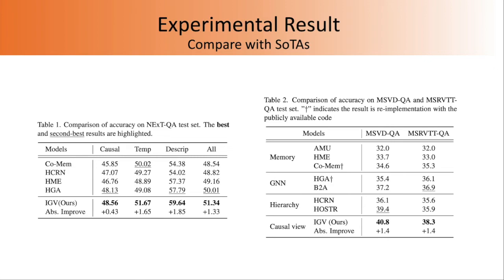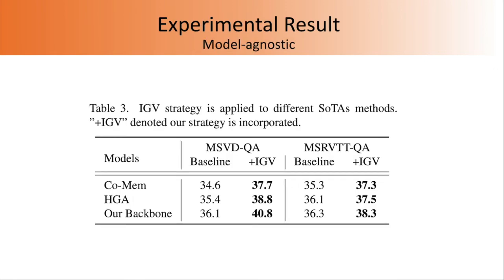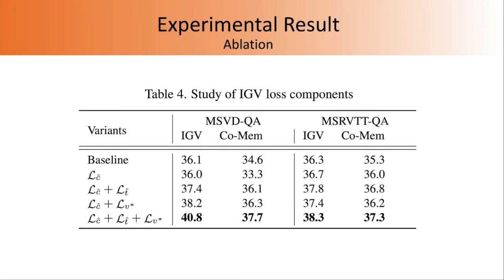Let's see some results. We can see that IGV becomes the new SOTA in all three benchmark datasets. By nature, our IGV is orthogonal to the backbone design. Therefore, we test IGV on different backbone video QA models, and we notice a constant improvement for every situation. And here is the application study.